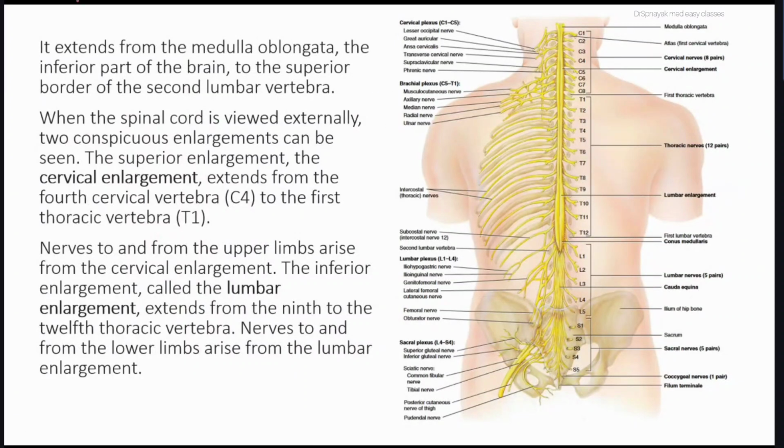So this image again shows it extends from the medulla oblongata. Here, spinal cord is mentioned. So it extends from the medulla oblongata, the inferior part of the brain, to the superior border of the second lumbar vertebrae. So it ends somewhat here, the filum terminale, and it starts from the inferior part of brain, from the medulla oblongata. And when it is viewed externally, we can see two enlargements. As I have mentioned earlier, the cervical enlargement or the superior enlargement and the inferior enlargement, also known as lumbar enlargement. And nerves to and from the lower limbs arise from the lumbar enlargement, and nerves from the upper limbs arise from cervical enlargement.